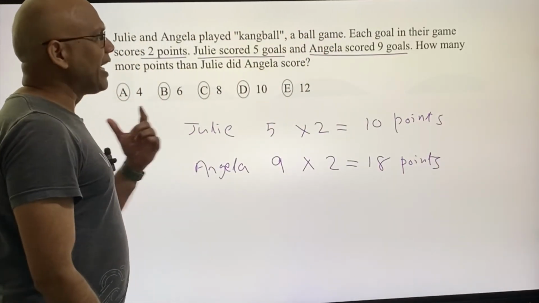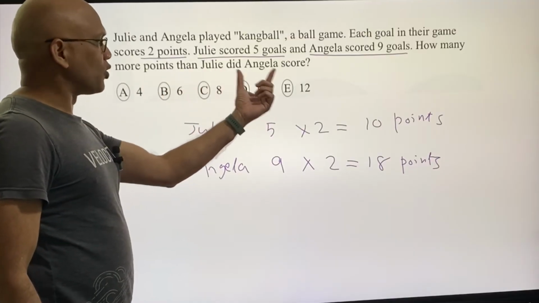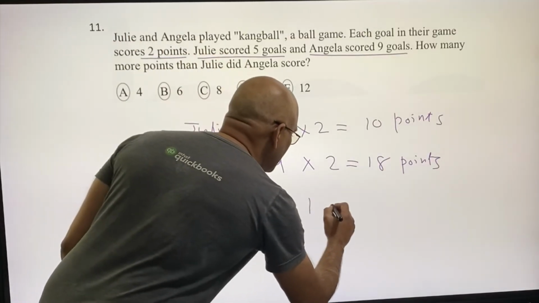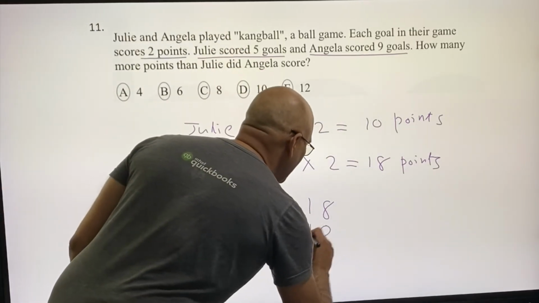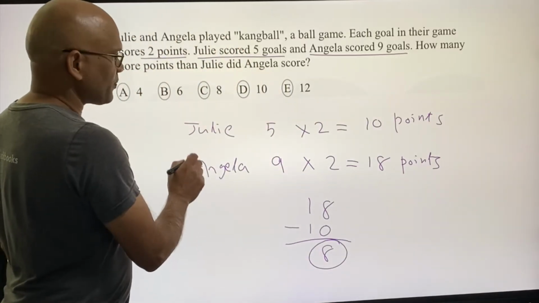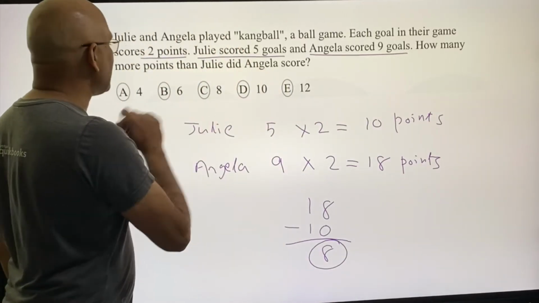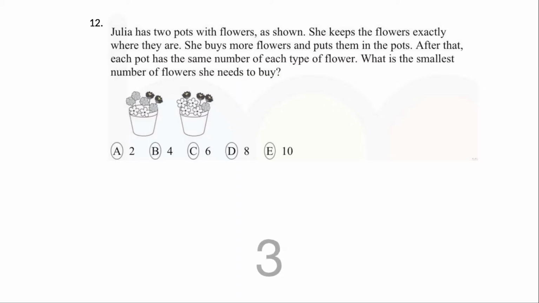And we need to find out how many more points than Julie did Angela score. So Angela scored 18, right? And Julie scored 10, so minus 10, so 8. That means Angela scored 8 more points than Julie, and then C is the correct choice.